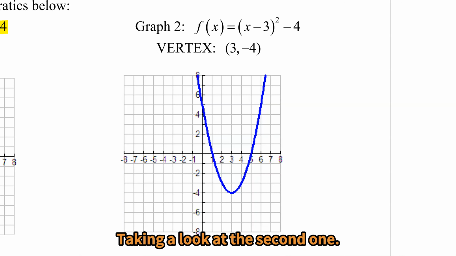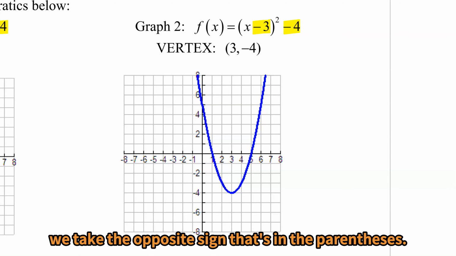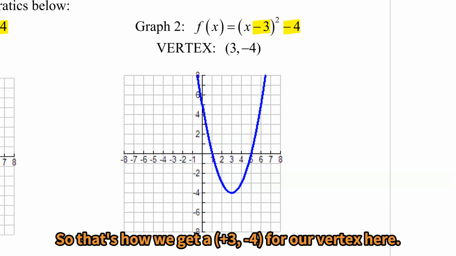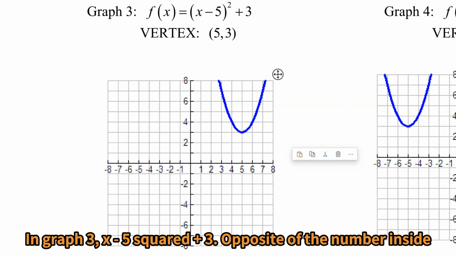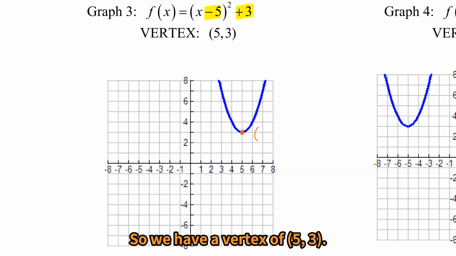Taking a look at the second one, h, k. Remember, we take the opposite sign that's in the parentheses. So that's how we get a (3, -4) for our vertex here. In graph 3, (x minus 5) squared plus 3. Opposite of the number inside the parentheses gives us a +5, so we have a vertex of (5, 3).